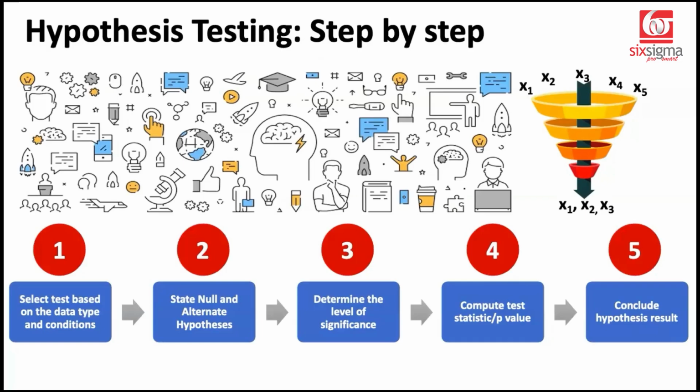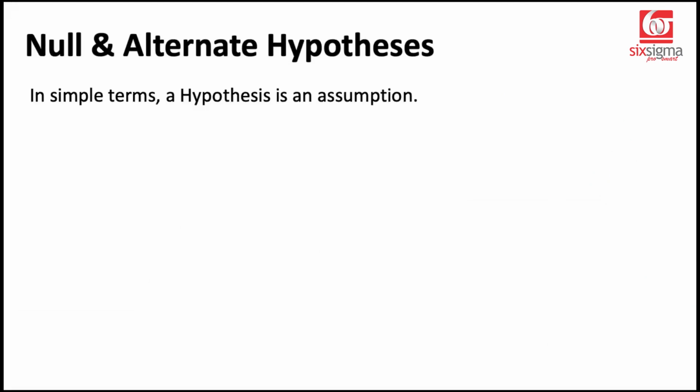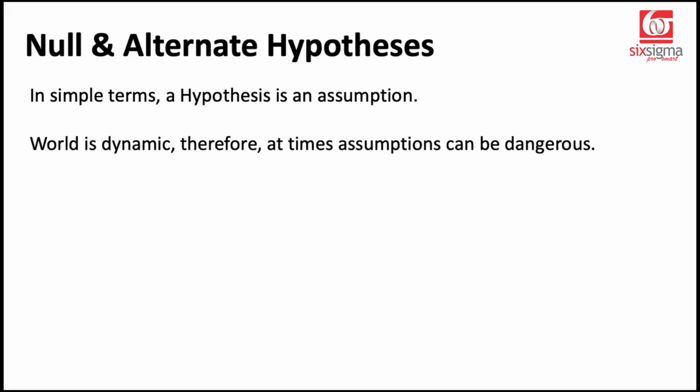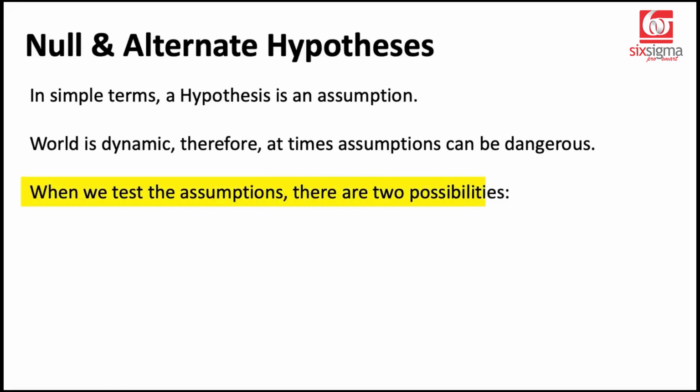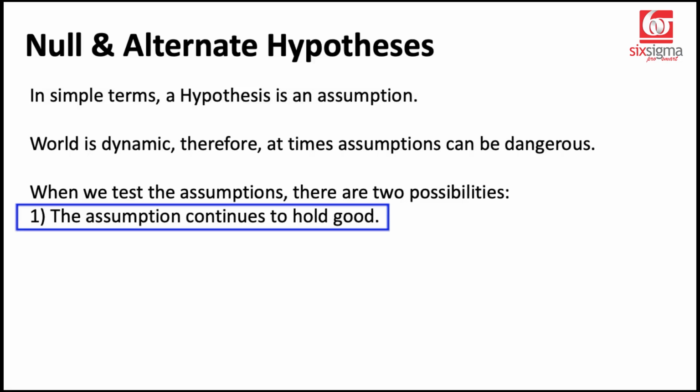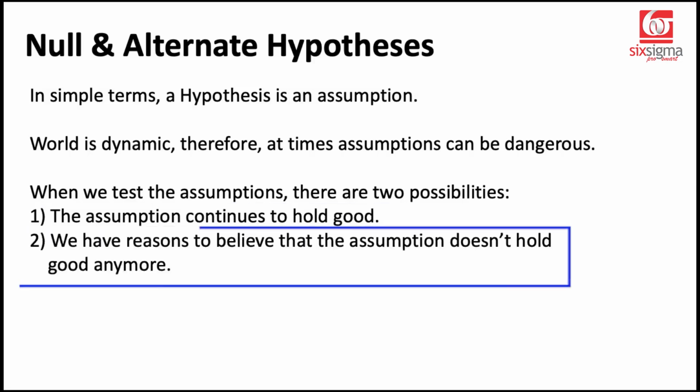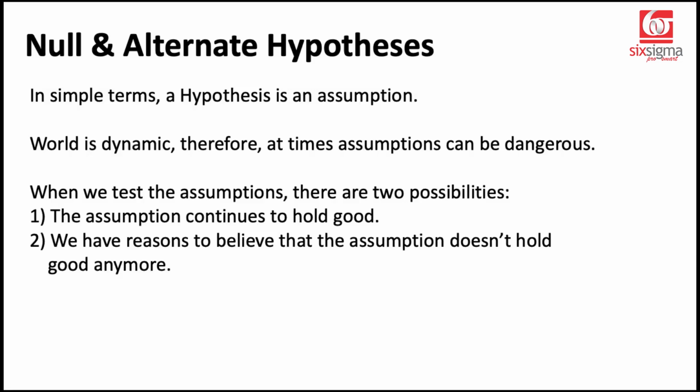Now, let's begin by understanding what is a hypothesis and what are these null and alternate hypotheses statements. So first of all, hypothesis in simple terms is just an assumption. Why are we talking about something being considered as an assumption? Because the scenarios keep on changing. The world is dynamic and our assumptions that hold good at a certain point in time may not continue to hold true forever. So we may want to check if our assumption is actually something that can be validated with the help of data. When we test the assumptions, we have 2 possibilities. Number 1, the assumption continues to hold good. And the second possibility is that we have reasons to believe that the assumption doesn't hold good anymore.